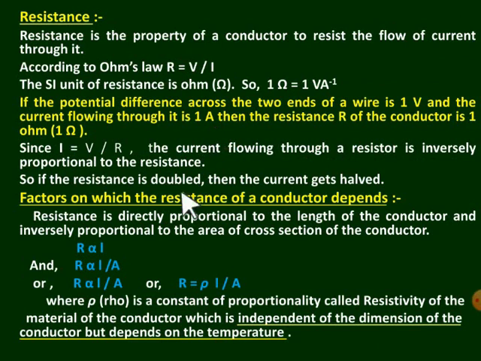Now let's see the various factors on which the resistance of a conductor depends. Resistance, as I told you, is a proportionality constant and it depends upon the dimensions, length, breadth, cross-sectional area, temperature, and material. At a particular temperature, for a particular material, your resistance is directly proportional to the length. The longer the length, the more the opposition, that means resistance will be high. Got it?